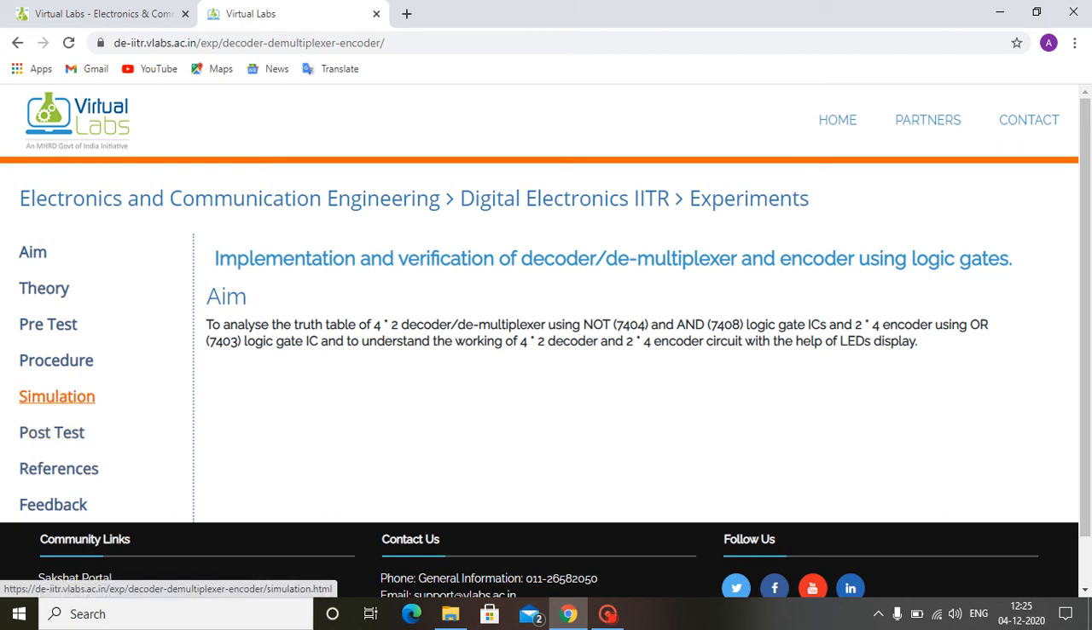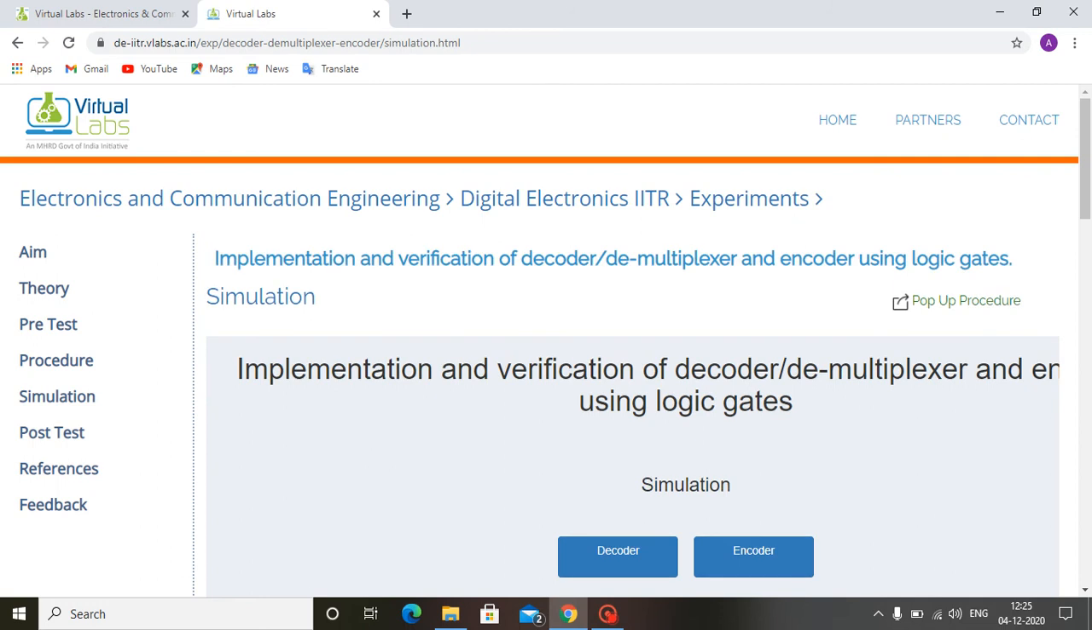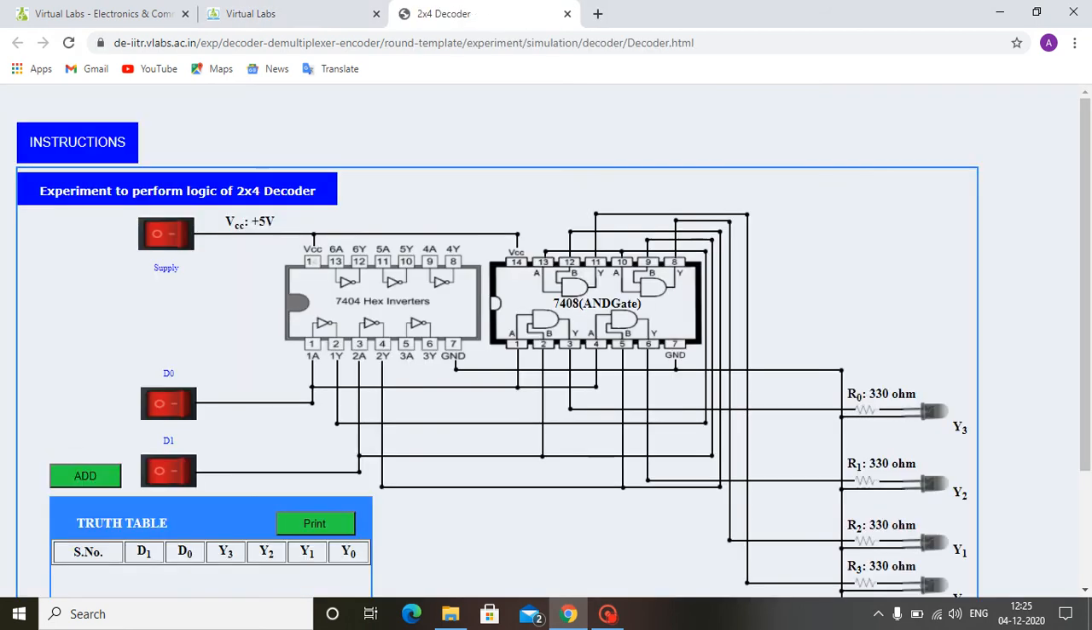Then we will go to the simulation process. Here we can see decoder and encoder is given. At first we will see about the decoder. This is the circuit of decoder. This is 7404 inverter, that is NOT gate, and this is 7408, that is AND gate IC. This is the supply voltage.